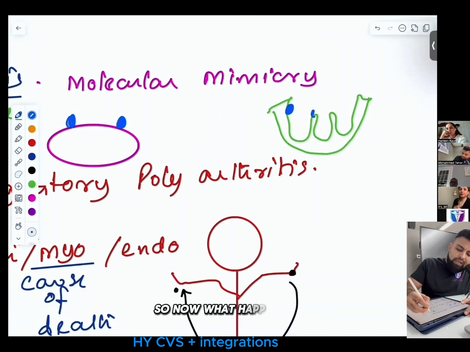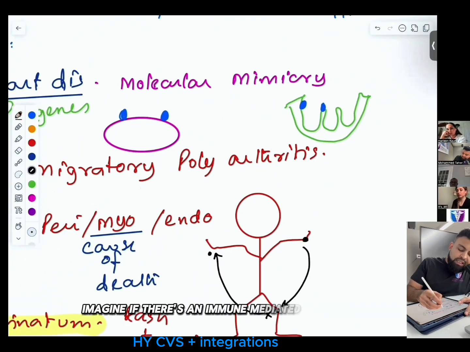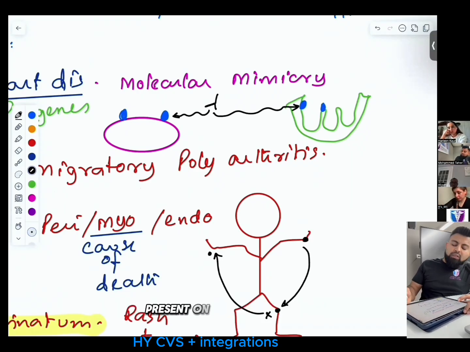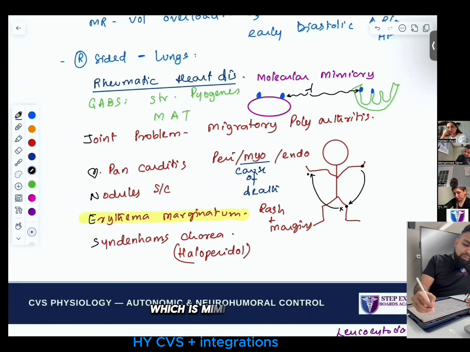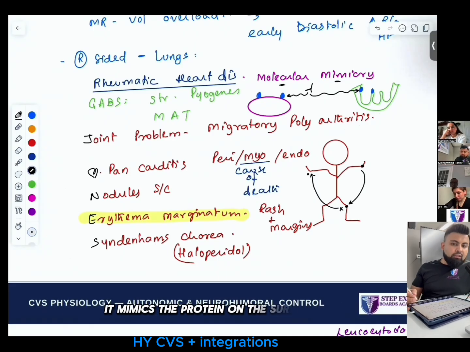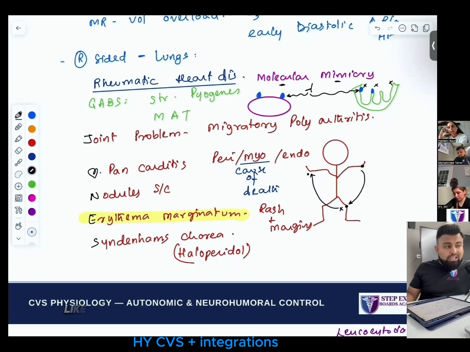So now what happens, there is going to be an immune mediated reaction. Let's say antibodies are generated against this antigen, and the same way, these antibodies have affinity against the antigen present on the myocytes. This leads to a cross-reactive response, because a protein expressed on the surface mimics the protein on the surface of the myocytes, and that's why it can lead to destructive lesions.